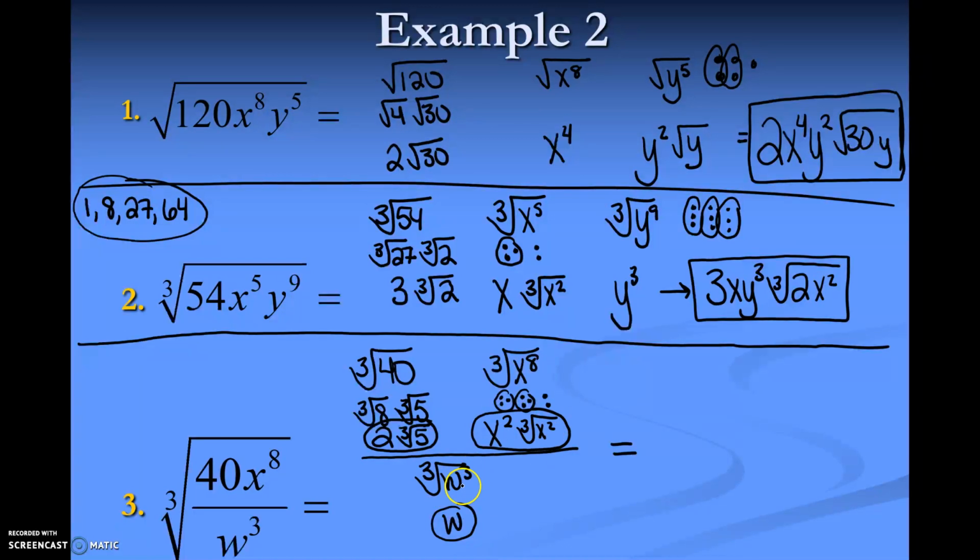Cube root of w cubed, how many groups of 3 are in 3? 1. So our final answer, the stuff not under the radical, 2x squared, and then the cube root of 5x squared. On the bottom, we have the w.